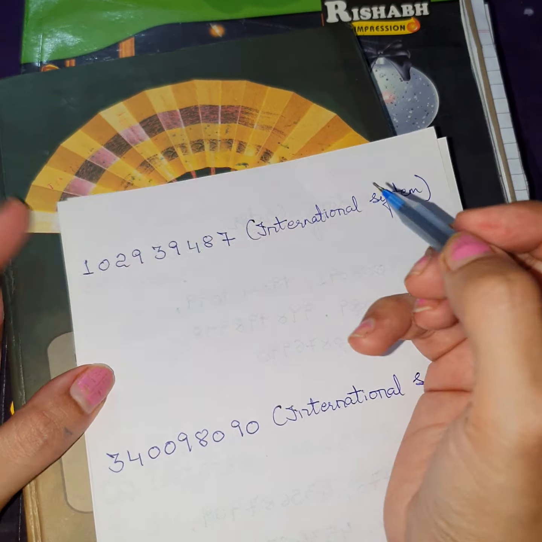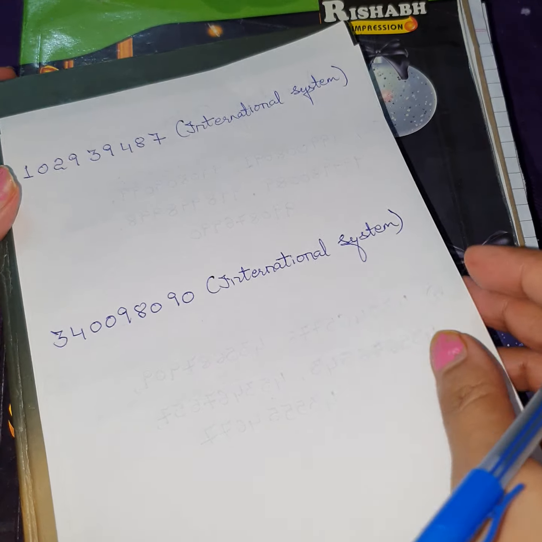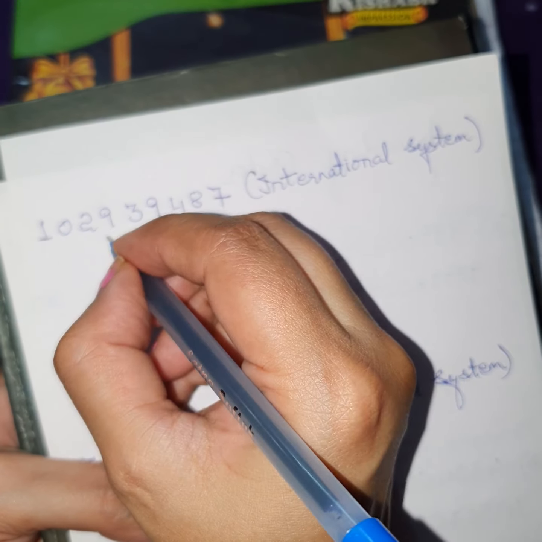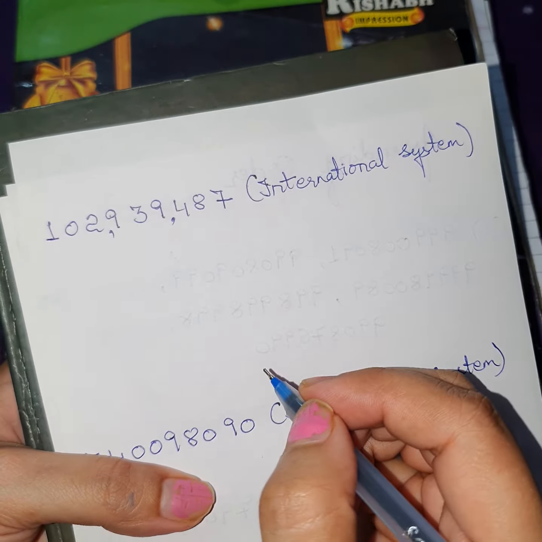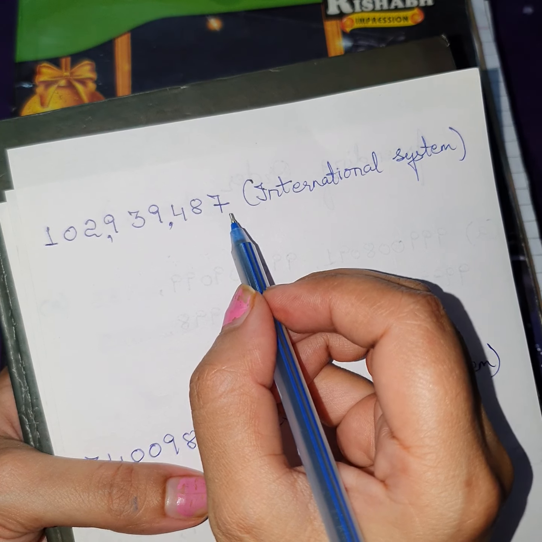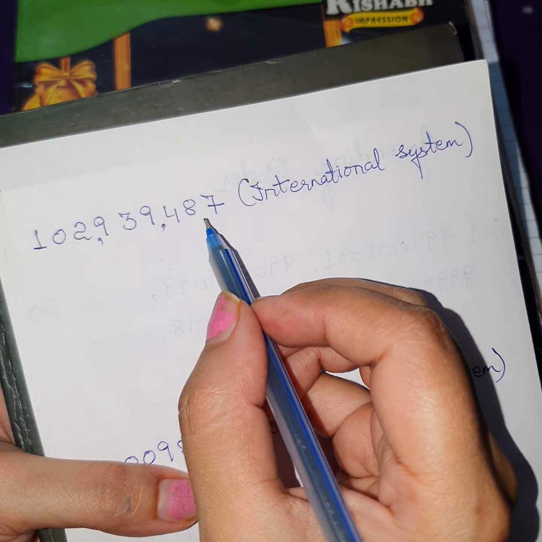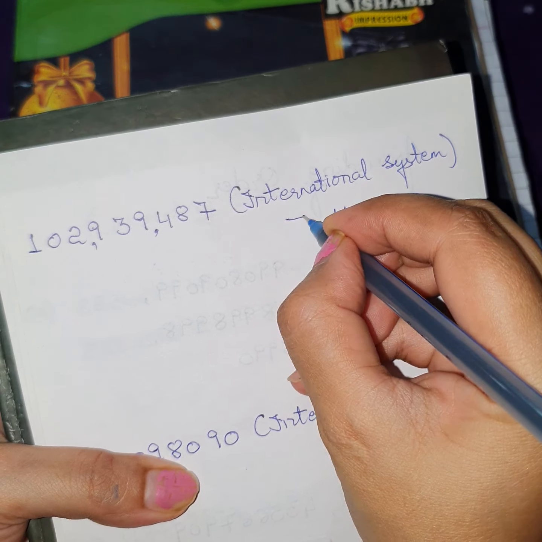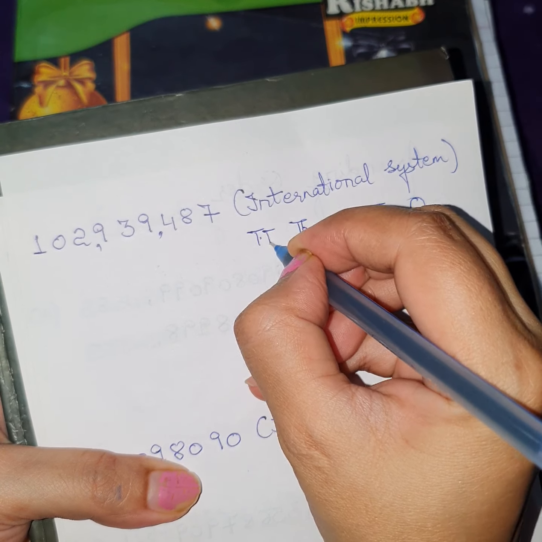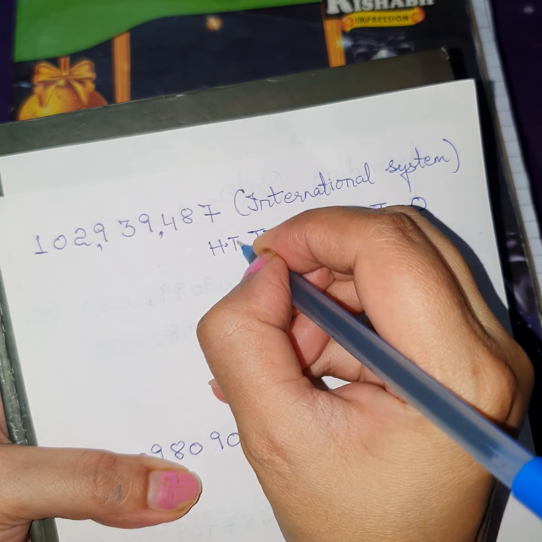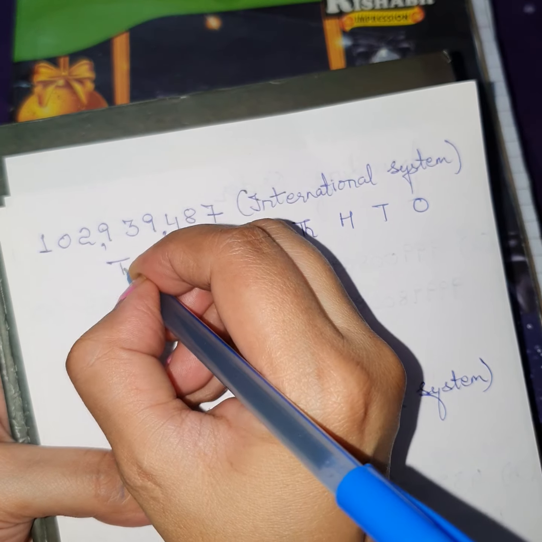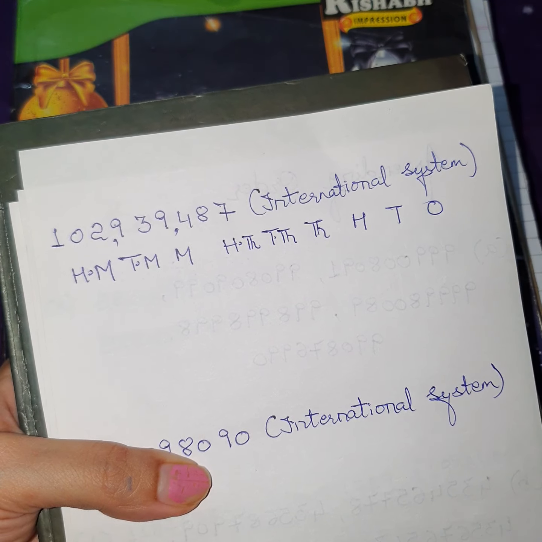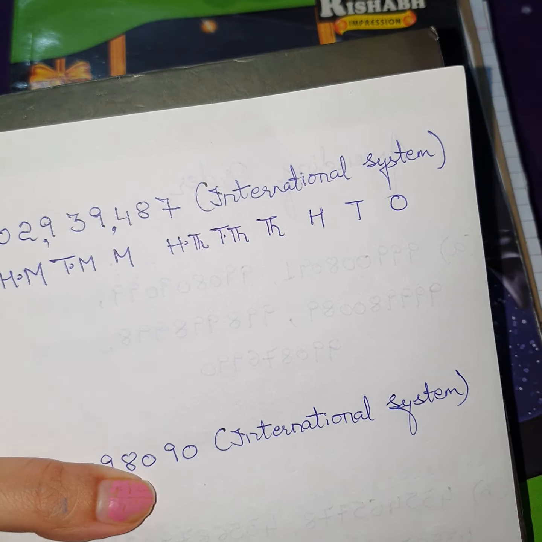1029394887. Okay. So in the international system, firstly we will put the comma, and the comma is placed before every 3 digits. So the first comma will come here and the second comma will come here. So we will write it in the place value chart according to the international system, and it is ones, tens, hundred, thousand, 10,000, 100,000, million, 10 million and 100 million. So this is the place value chart as per the international system of numeration.